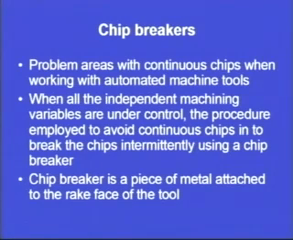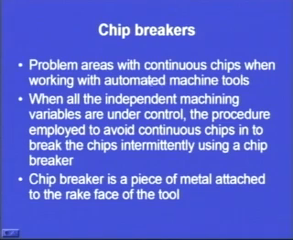Now we have seen that there are different types of chips that are formed while we machine a particular material. Depending upon the type of the material, the operating variables, and a number of other parameters, we will get different types of chips. We have observed that with continuous type of chips there are certain problems, so now we are going to address the aspect of chip breakers.